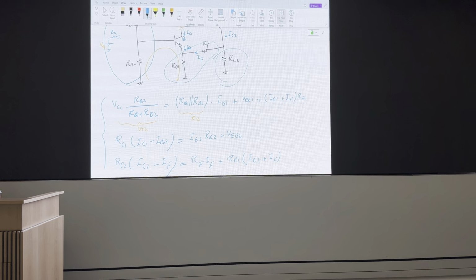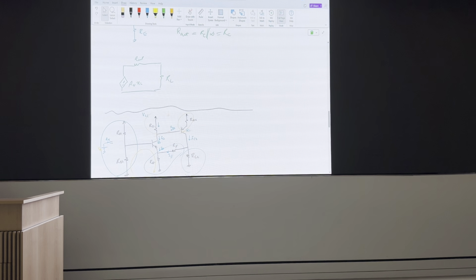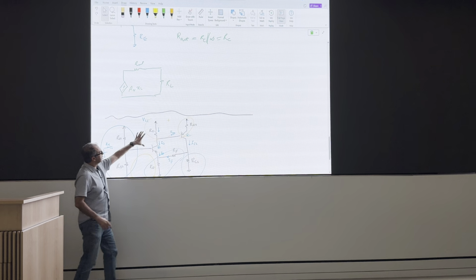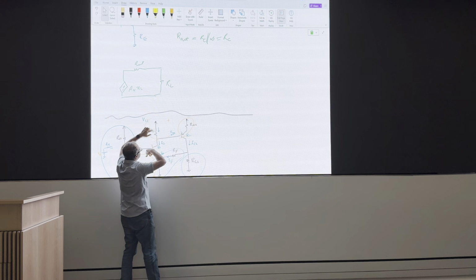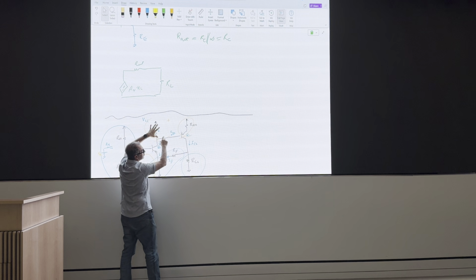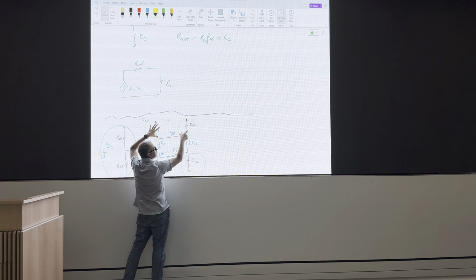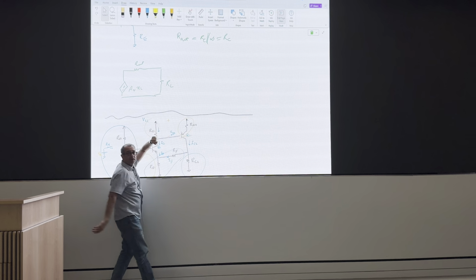Yeah, I see, scroll up. I copied that over here. So I said this voltage drop is equal to this voltage drop. Same node. Right? So RC1 times IC1 minus IB2. Sorry, IE2, IB2. This voltage drop is RE2 times IE2 plus VEB2. So is IB2's direction arbitrary? No, IB2 is going this way. It's a PNP.